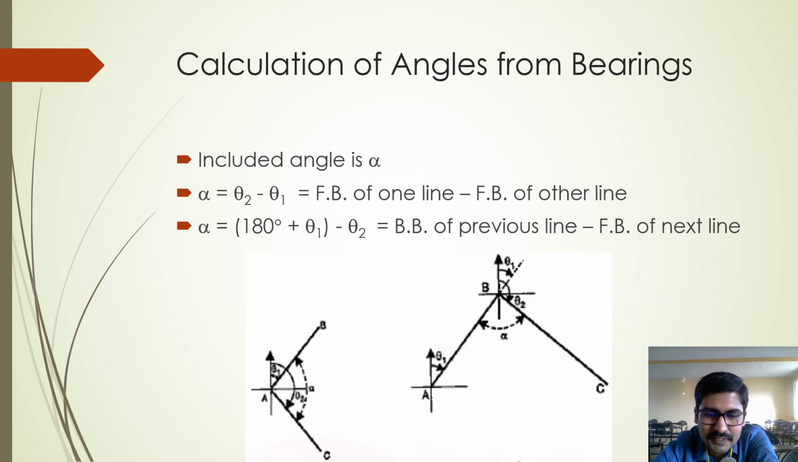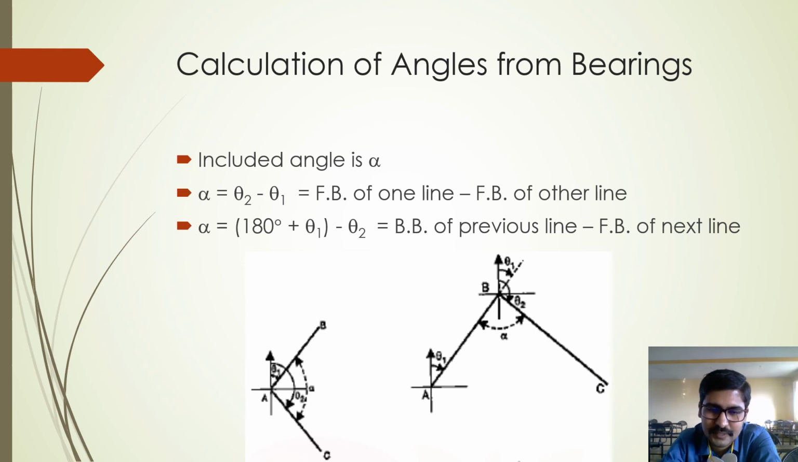And the angle between line AB and AC is mentioned as alpha, right? So if I have to get alpha, look at the diagram, you can easily understand that theta 2 minus theta 1 will give me alpha. Quite an easy thing, isn't it? It is simple geometry. So if you know the bearing of any particular line, then you can easily get the included angle, or the angle generally between the lines, right? So the angle between two lines will be generally called the included angle, right?